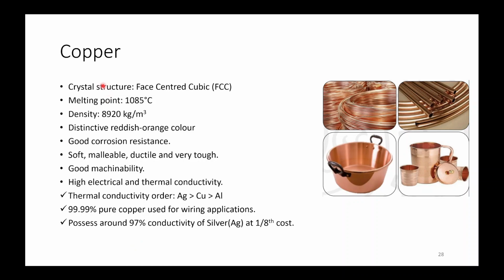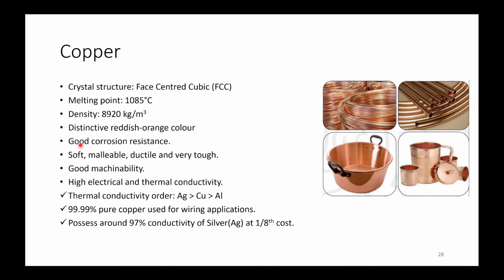Now, copper has crystal structure FCC and a high melting temperature, 1085 degrees C, and a density of 8920 kg per meter cube. It is a heavy metal, and it has a distinctive reddish orange color, which is shown here. A lot of wires and tubes for heat exchangers are made using copper.